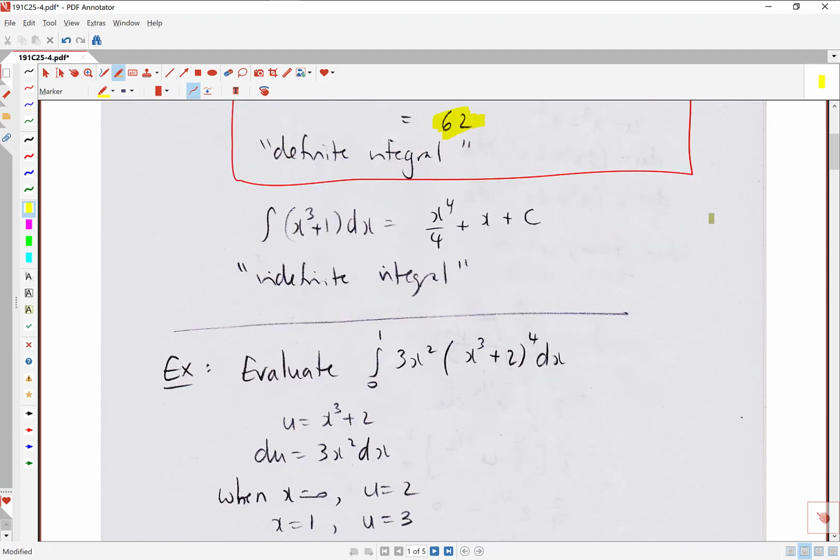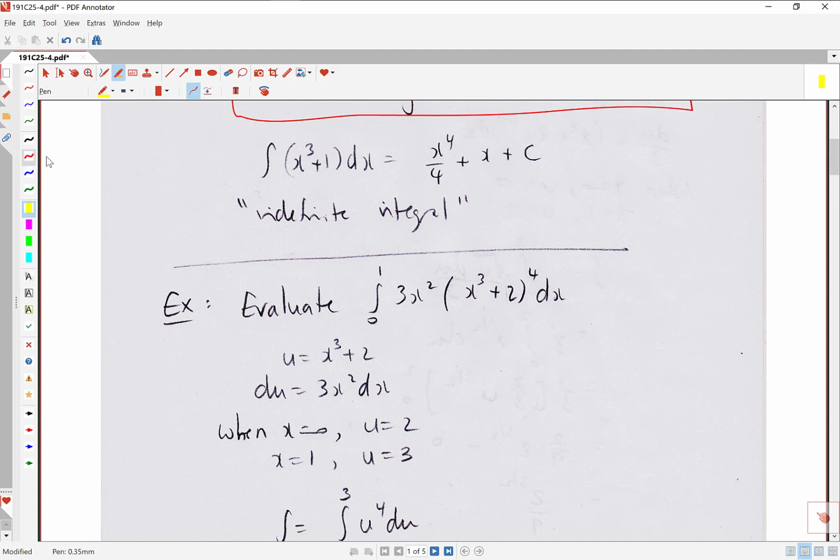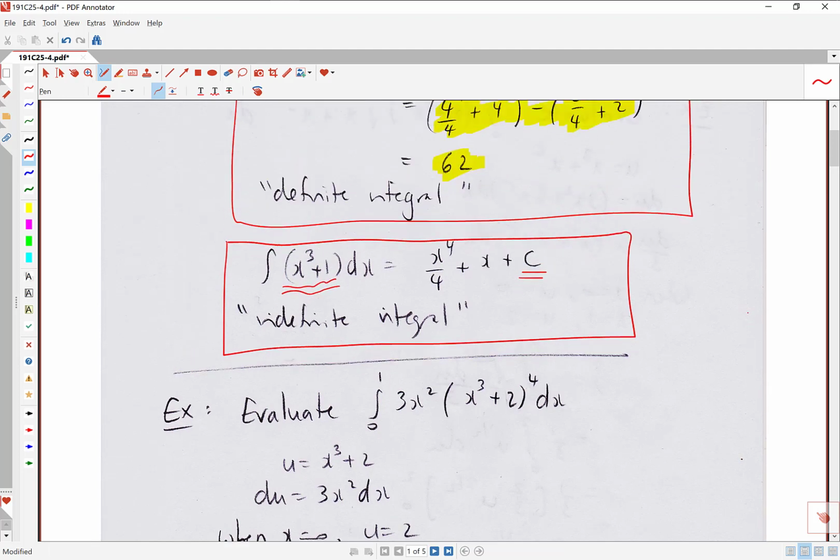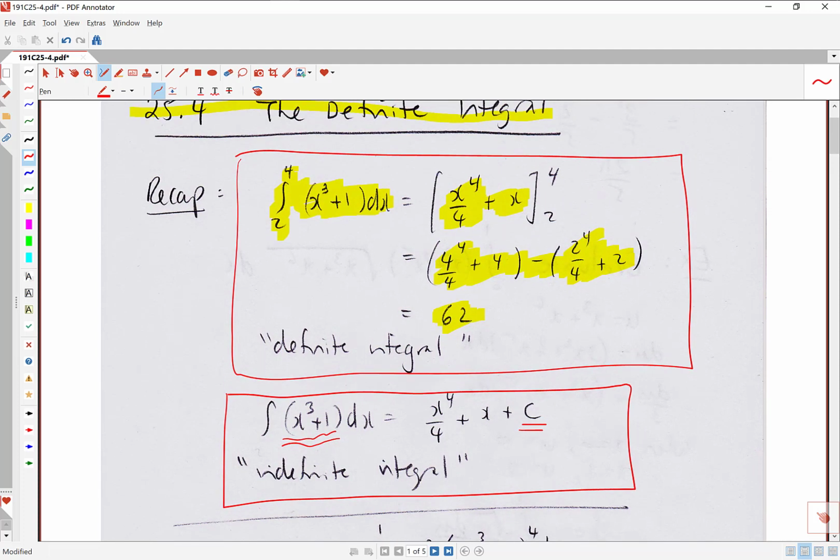On the other hand, an indefinite integral is an integral that has no numbers on the top and the bottom, and your answer is going to be in the form of a function. So you find an antiderivative for your integrand, which would be x to the fourth over 4 plus x, and you always write plus c for an indefinite integral, because what an indefinite integral calculates is all possible antiderivatives of your integrand. So in this video, we're going to be concentrating on definite integrals. So this situation up here, and therefore all our answers are going to be numbers.